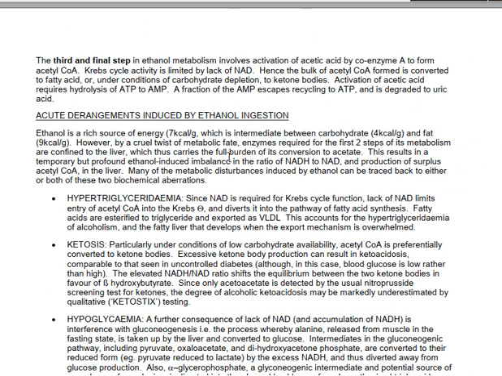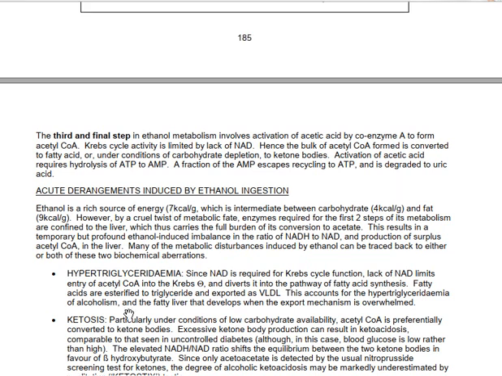Next is the acute derangement in ethanol ingestion. When you take a binge of alcohol, a huge amount, you have some derangements which occur suddenly. The first is hypertriglyceridemia. Since NAD, nicotinamide adenine dinucleotide, is required for Krebs cycle function, the lack of NAD limits the entry of acetyl-CoA into the Krebs cycle, and this results in a high level of triglyceride.